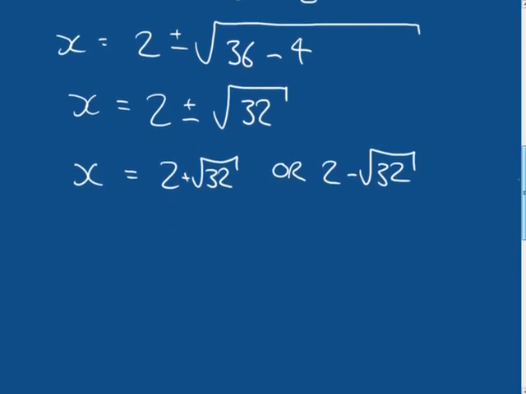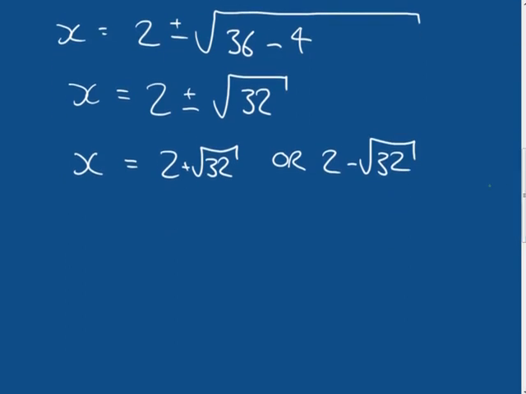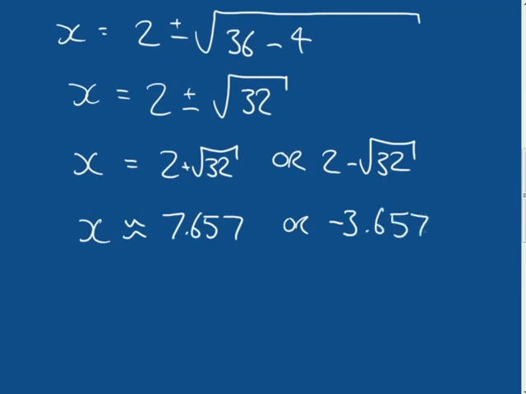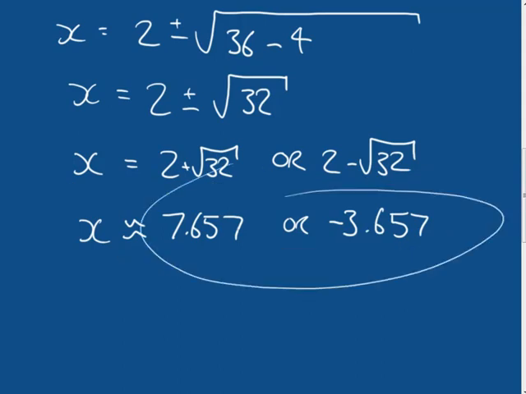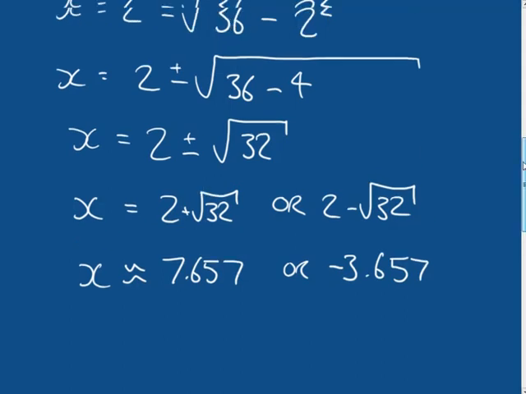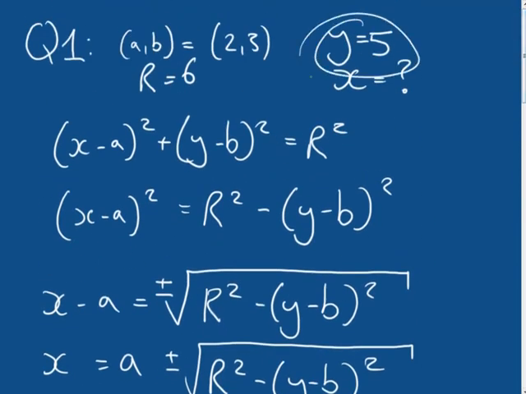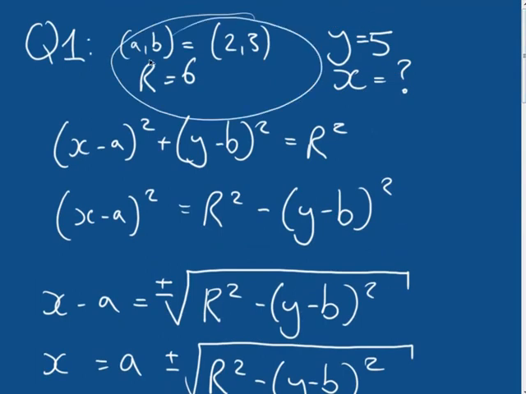But perhaps you were using a calculator to solve this problem. If you were using a calculator, then you may have got that x is approximately equal to 7.657 or approximately equal to minus 3.657. So in either case, whether you use the precise values or approximate values, you should have got something that looked kind of like this. And these are the 2 possible values for our x-coordinate such that a point with a y-coordinate of 5 sits on this circle. So that's question 1.